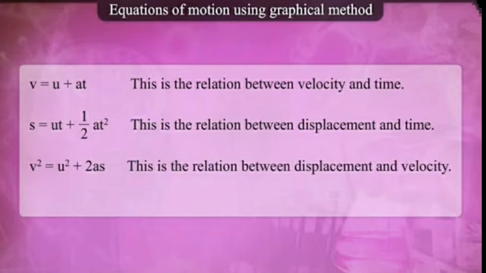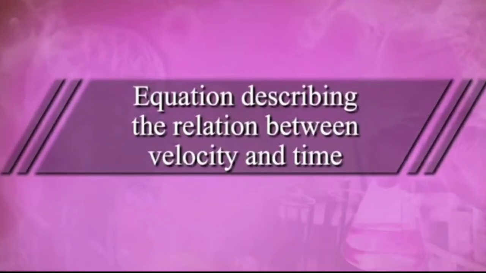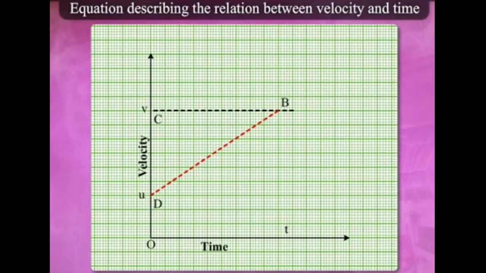Now children, let us try to obtain these equations by graphical method. Okay, let's start. Let us begin with the equation describing the relation between velocity and time. Now children, look at this figure, this graph. It shows the change in velocity with the time of a uniformly accelerated object. On x-axis we have time and on y-axis we have velocity.